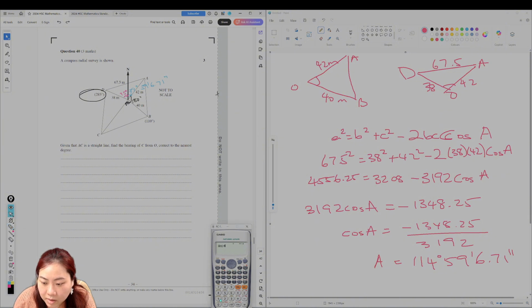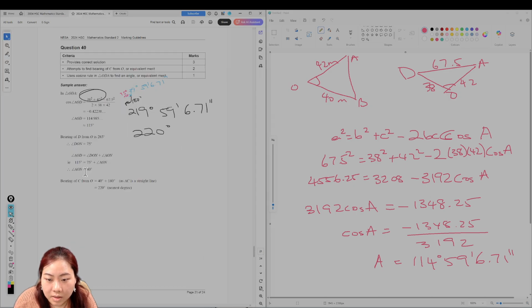So we just need to add 180 to this, and we get 219 degrees, 59 minutes, 6.71 seconds, but they want it to the nearest degree, and that is almost 220 degrees. That is my final answer. The bearing of C from O is 220 degrees. Let's check question 40. Yep, they did exactly what we did. That's good, 220 degrees.